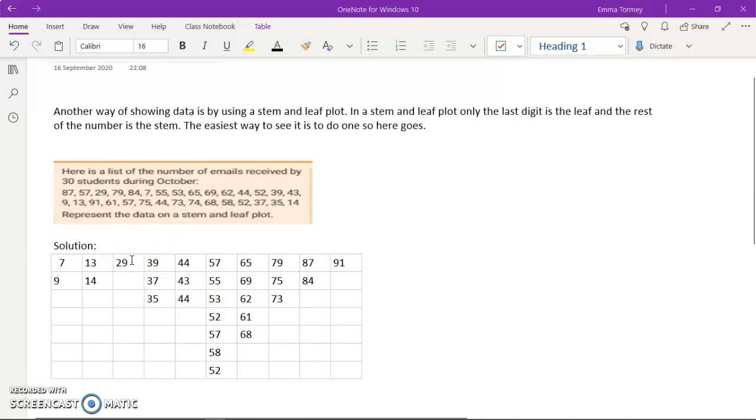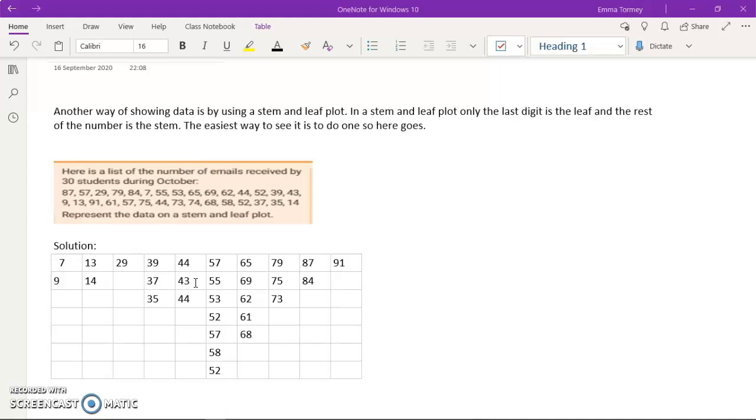Then the 53 I put in there. Then I put a 65 there, 69 there, 62 underneath it. 44 goes in here. And these are just roughly put in. Now you don't have to do them like that. You can just write them all over the place.